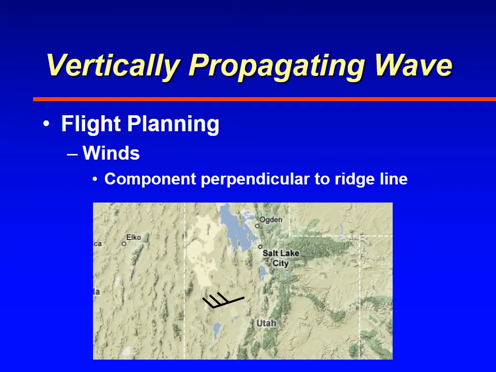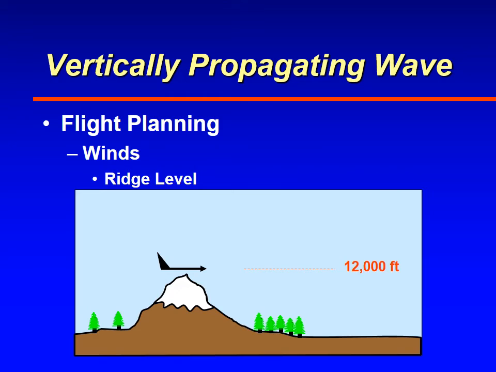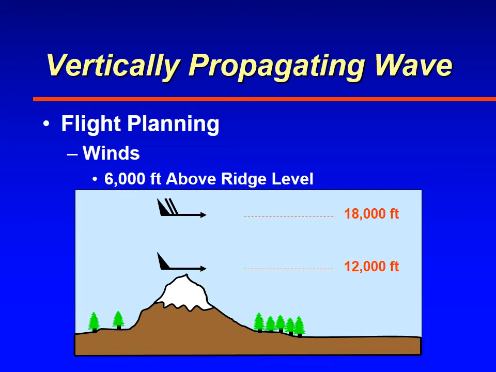So when you're flight planning, what do you look for with vertically propagating waves? Well, number one, you've got to have some component of the wind that's blowing perpendicular to the ridge line. And as we said, a threshold wind speed is 20 knots according to the FAA: 20 knots at the mountaintop, winds blowing across the mountains. Then look at the winds at the mountaintop or ridge level, and then 6,000 feet above the ridge level. In this example, we're looking at the winds at 12,000 feet, that's the top of the mountain, and then another 6,000 feet above that would be 18,000 feet.